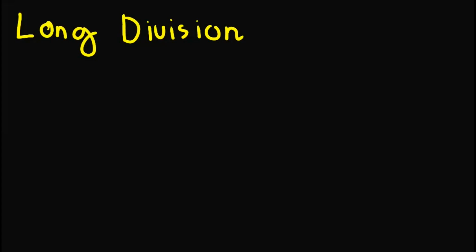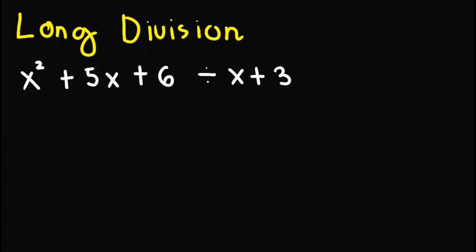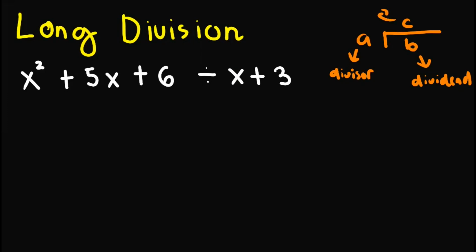Let's have x squared plus 5x plus 6 divided by x plus 3. Now the first step in this one is to arrange the terms of both divisor and dividend. Just to recall, this represents the dividend, this represents the divisor, and definitely this is the quotient.